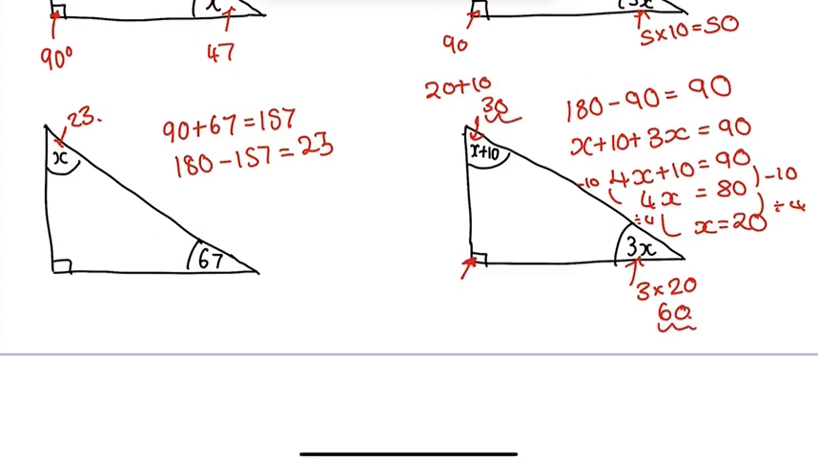So hopefully that's helped you have a bit of an idea of different angles in different triangles and how we can work them out differently. I didn't have a look at equilateral triangles because equilateral triangles are always the same. They always have angles of 60 and they're all 60 as well.